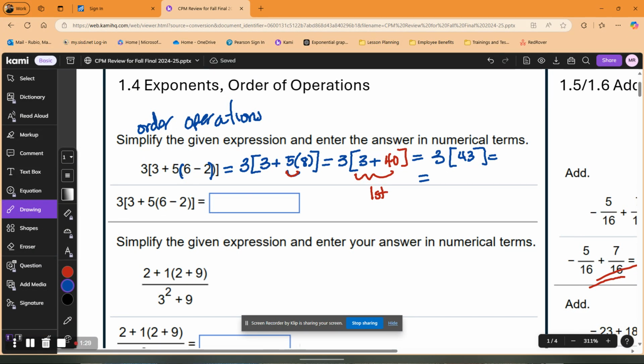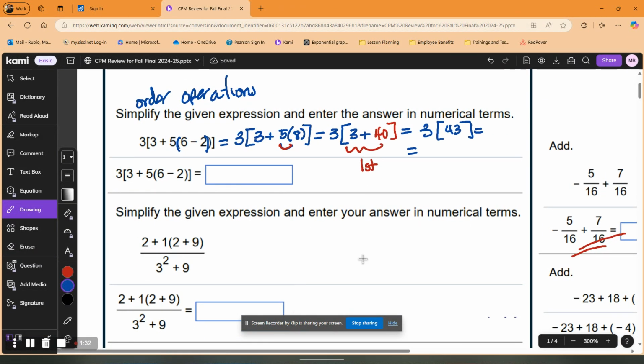Okay, same thing here. Well, this is the same problem. This one too, just order of operations. Oops, let me rewrite that. Looks ugly.